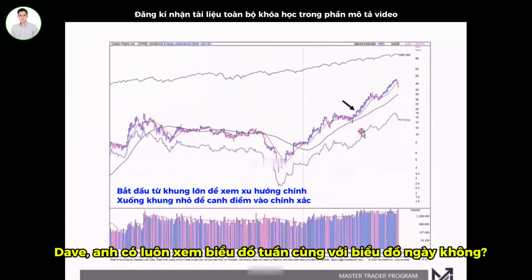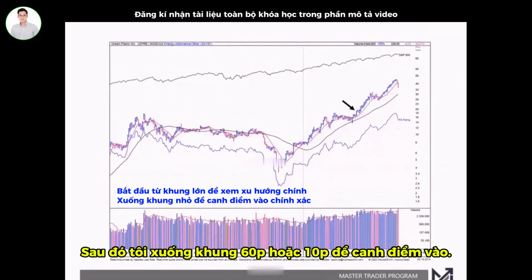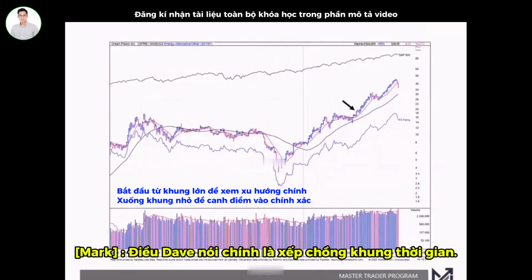Dave, I always look at a weekly. I look at a daily and I look at the weekly. Are you always looking at the weekly as well as the daily? Oh yeah. I mean, when I do more work into a stock, I look at it from daily, monthly, weekly, and then I even go down into 60-minute charts or 10-minute charts to absolutely time the exact spot of where I want to get in. And that's overlapping time frames.